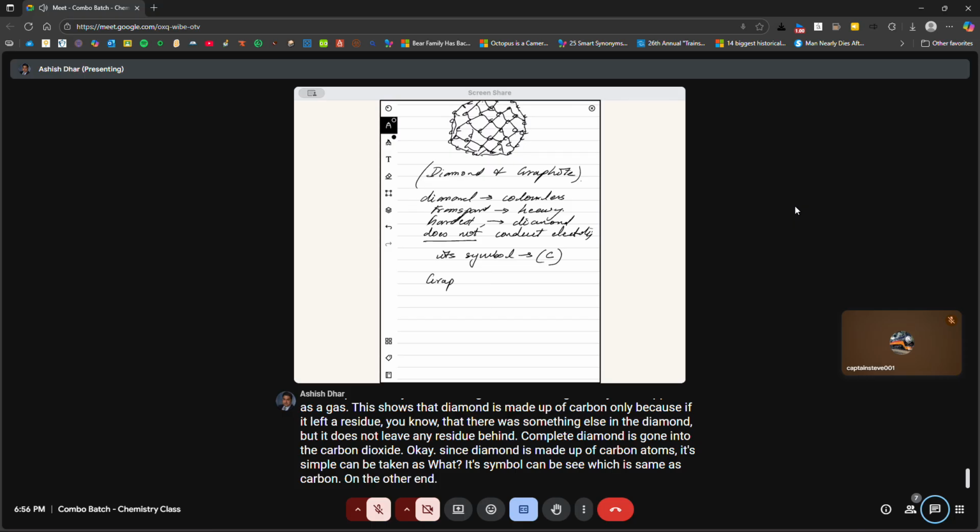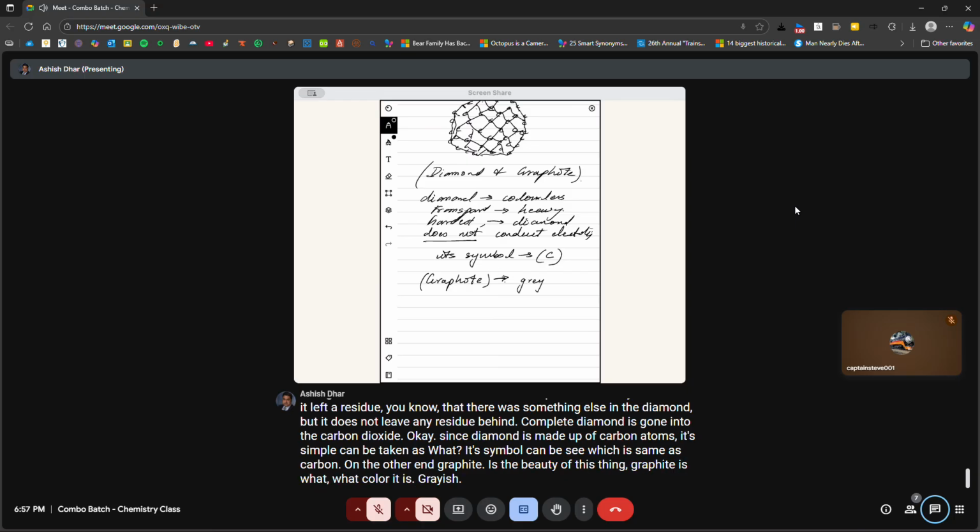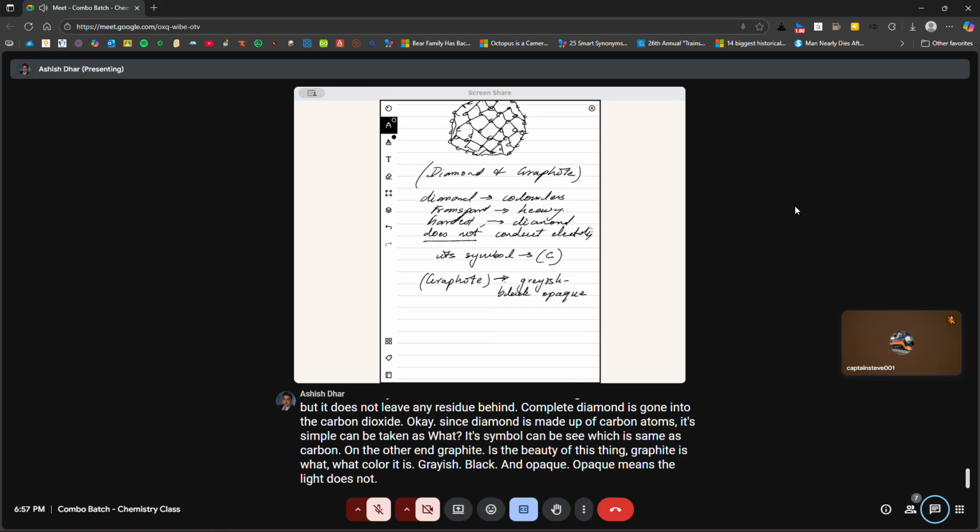On the other end, graphite. This is the beauty of this thing. What color is graphite? Grayish black and opaque. Opaque means the light does not pass through it. Make sense? Grayish black opaque color is your graphite.